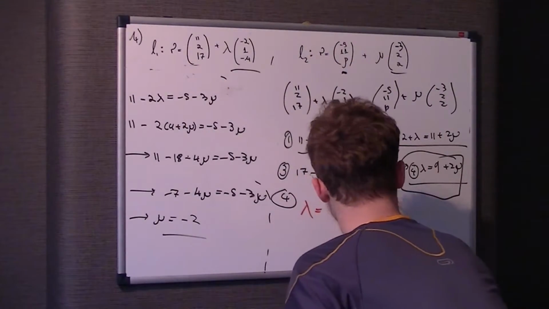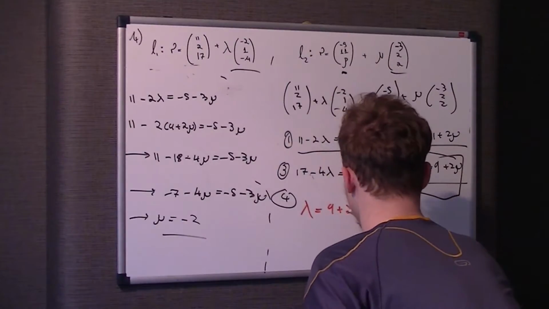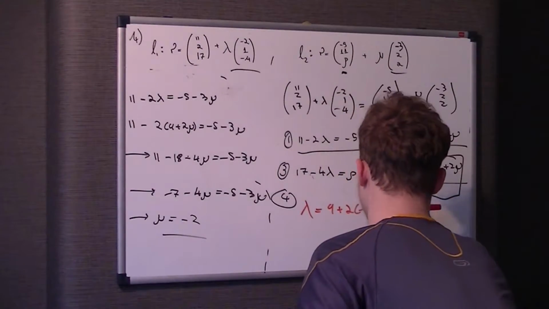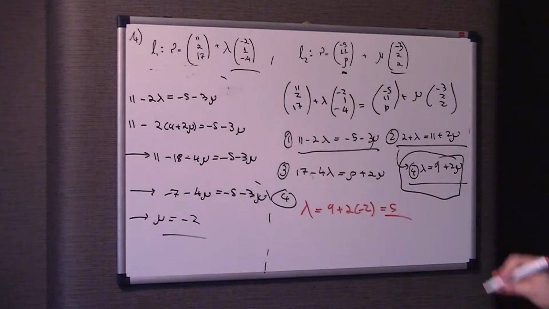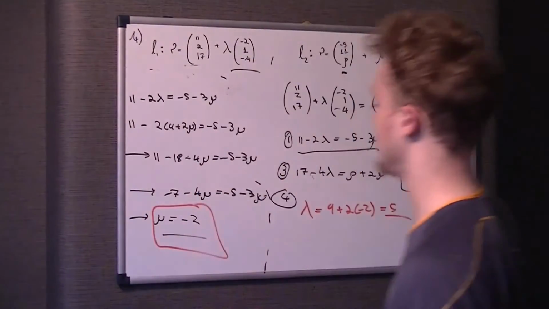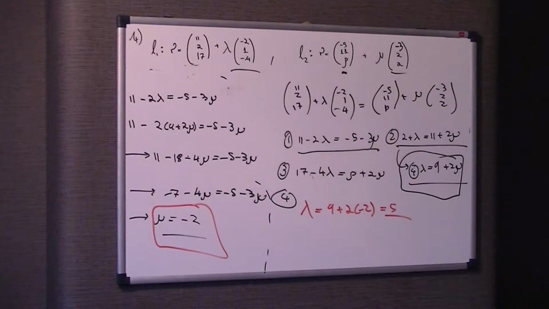Okay, lambda is equal to 9 plus 2 mu, mu being 2, so it's obviously 9 take 4, which is obviously 5, so lambda is equal to 5. Now we've got lambda is equal to 5 and mu is equal to 2. So we've got our two unknown variables now.